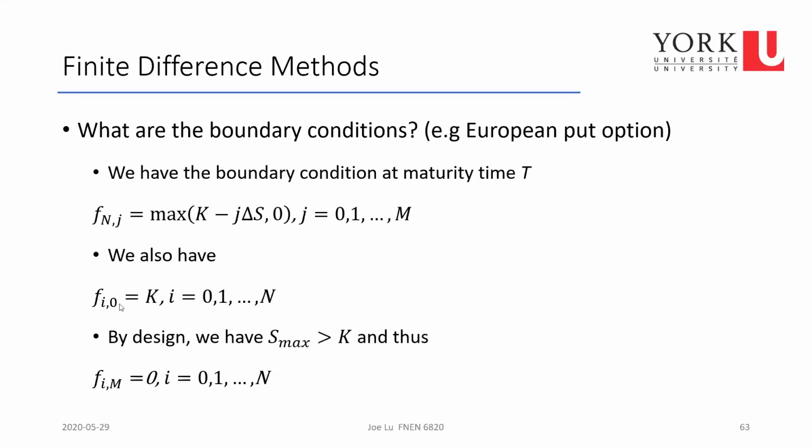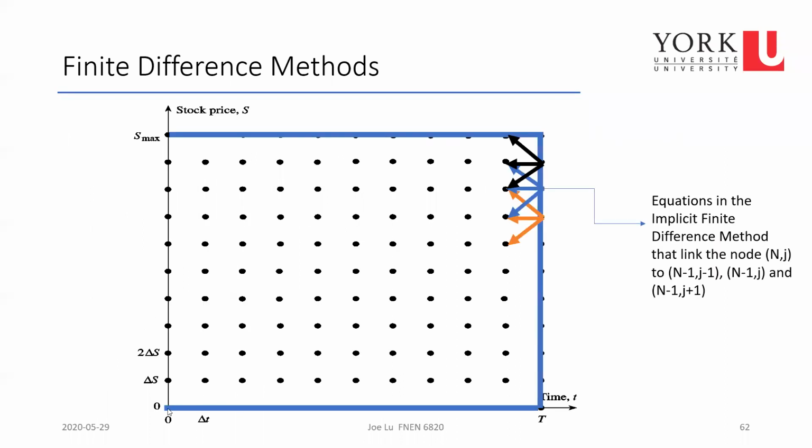We also know f i 0, which is this line here. At this line, the stock price is 0. So we know the value of the payoff at this point, if it's European, is really K here.